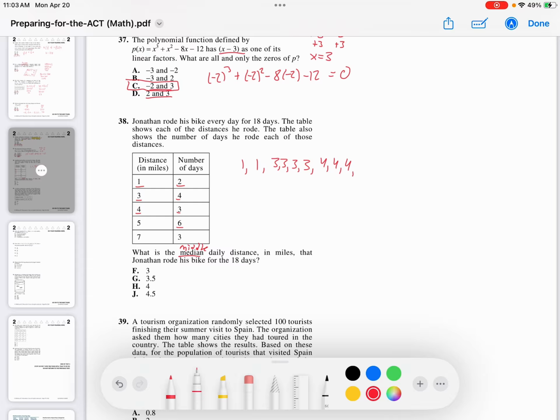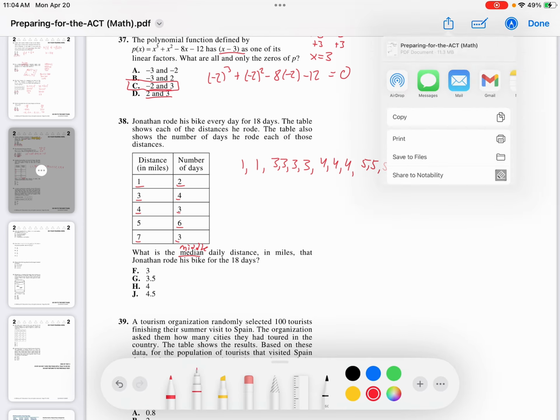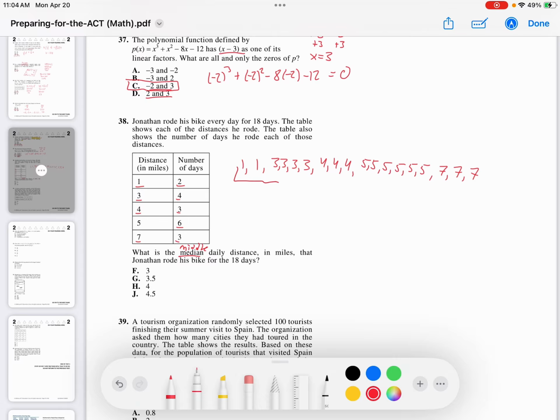Distance of 5 for 6 days. And then finally, distance of 7 for 3 days. So halfway is going to be 9 of these days. So let's see, that would be 1, 2, 3, 4, 5, 6, 7, 8, 9. Here's 9. And here's 9. So halfway is going to be in between 4 and 5, which would be 4.5.